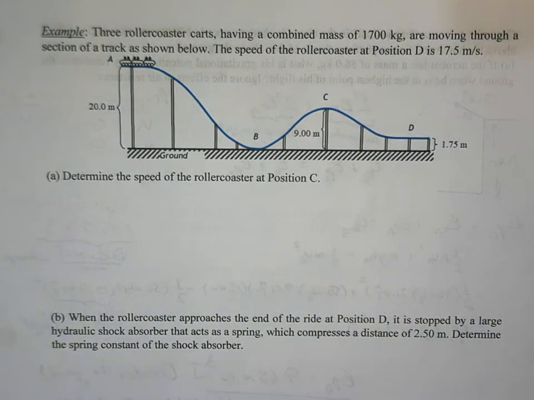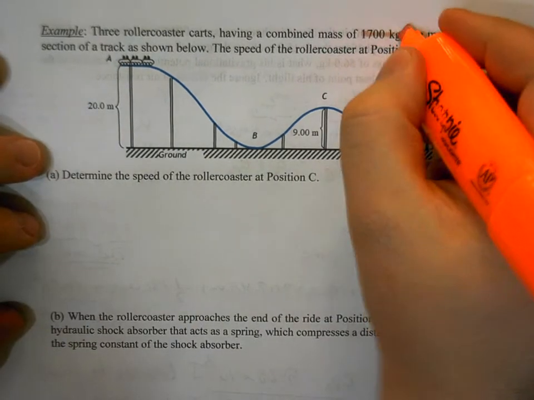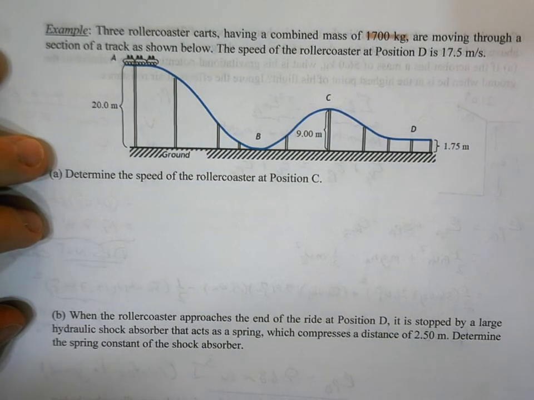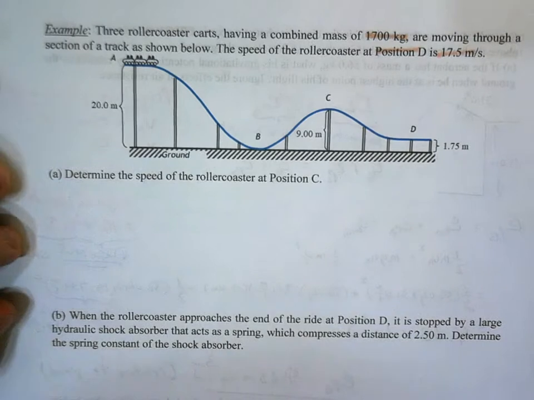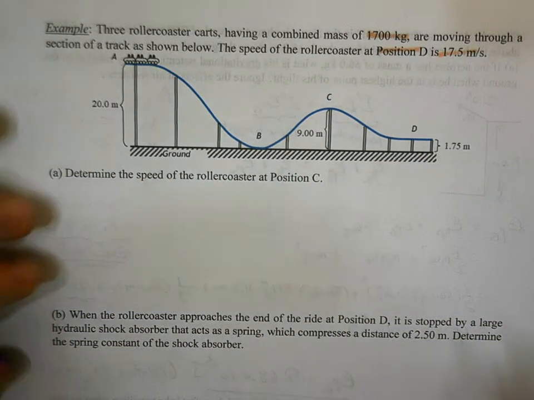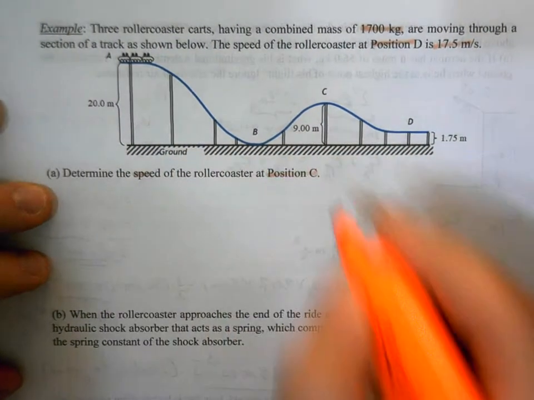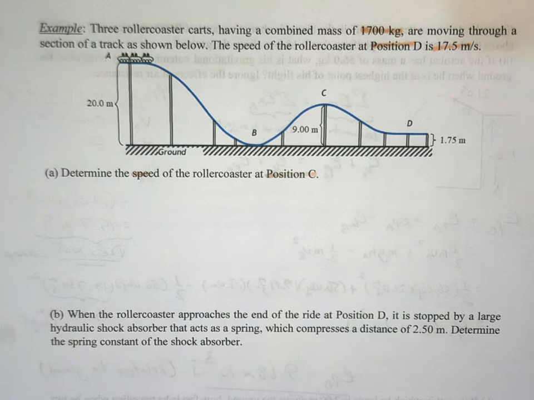Alright, let's look at another case of conservation of energy, this time without the projectiles. Let's dial back on that a little bit. So we got 3 roller coaster carts. They have a combined mass of 1,700 kilos. They're moving through a section of track as shown below. Speed of the roller coaster at position D is 17.5 meters per second. So we would like to find the speed of the roller coaster at position C.